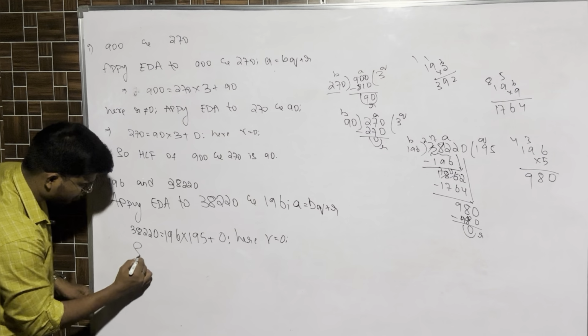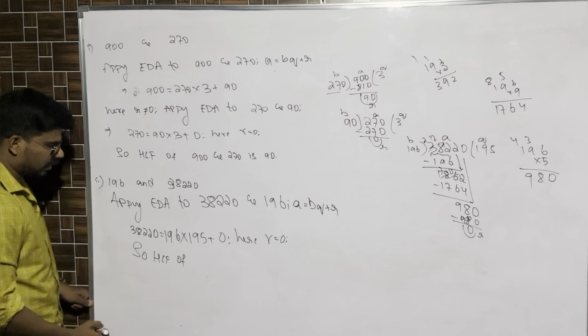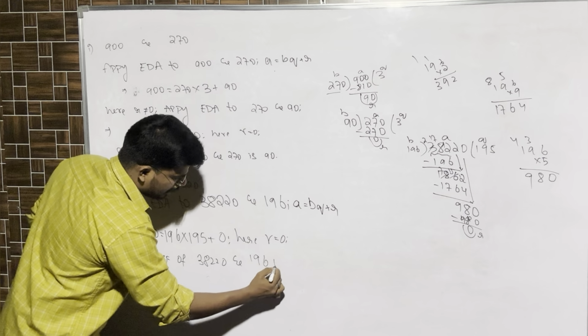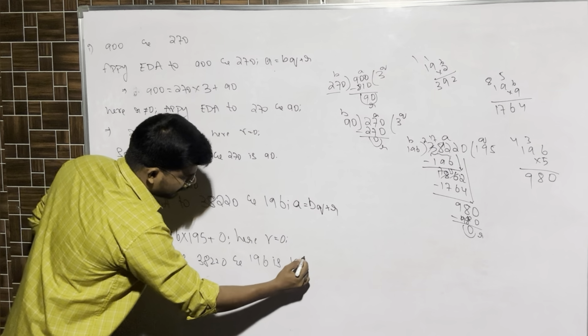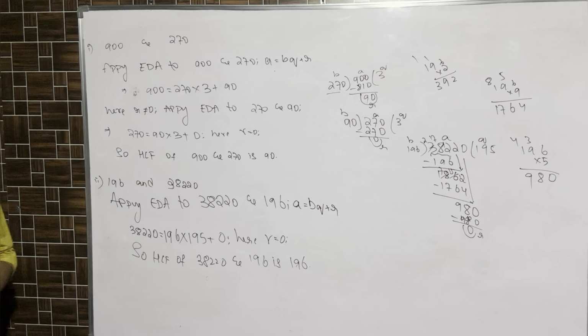So HCF of 38220 and 196 is 196 only. Clear? One more question is there. Will you be able to do that?